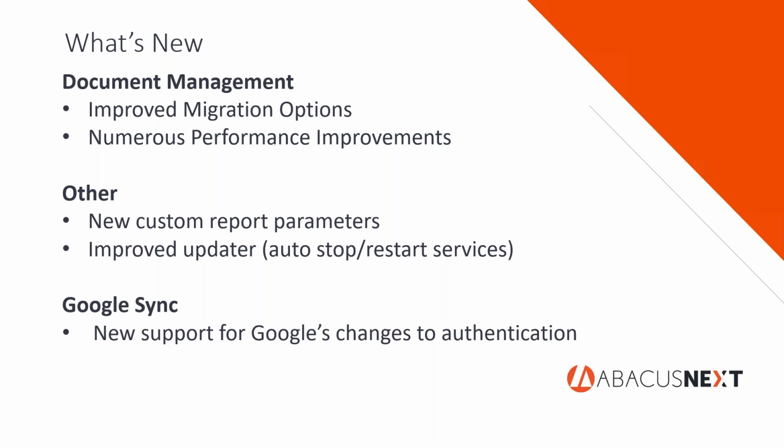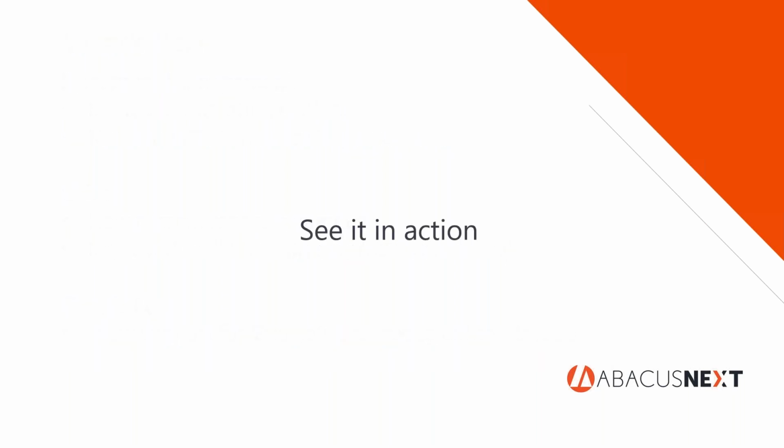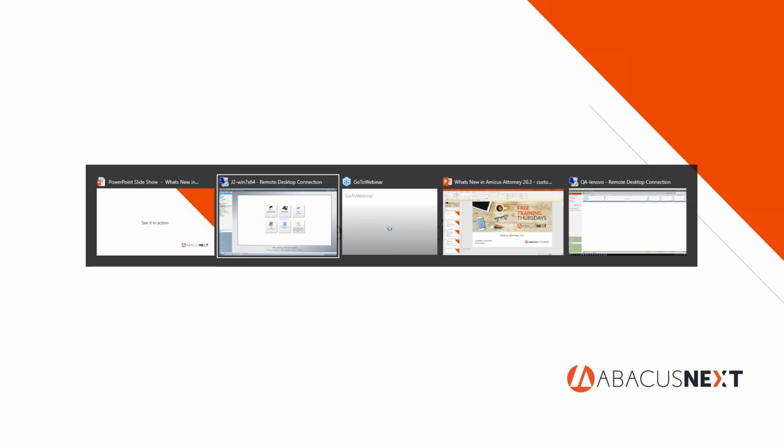And then the final bullet is that Google recently made a change to their authentication. So if you are taking advantage of the Google Contact and Calendar Sync within Amicus Attorney, new users would require the latest version of Amicus Attorney, because Google has changed their authentication, we would need to update to the latest version in order to enable that for new users. But I don't want to take any more time, so let's jump in and see what this is all about right within the app itself.